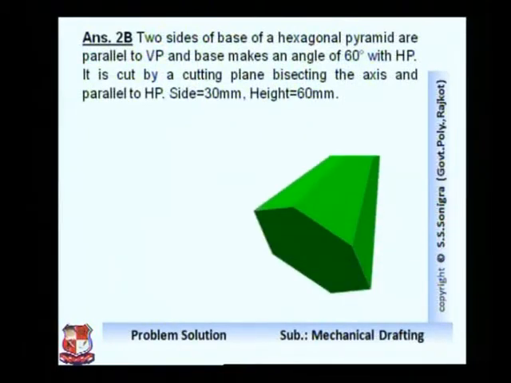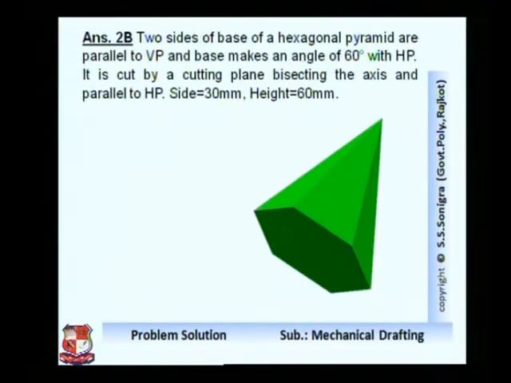So this is the hexagonal pyramid having a regular hexagonal base. This is the apex point of the hexagonal pyramid, and the apex point is joined to its base with the slant edges like this. Height and side length are given. 60 mm is the height, side length is 30 mm. And two sides of this base are parallel to the vertical plane.